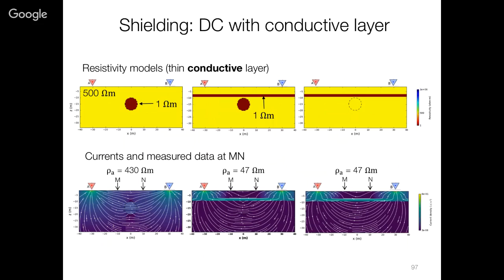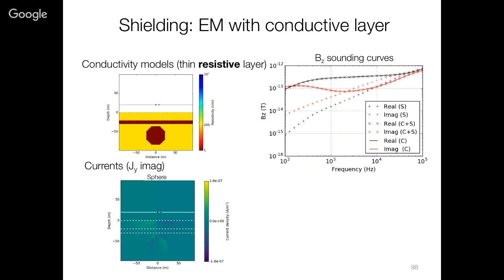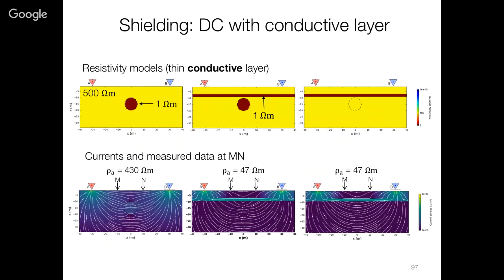However, if you try that now with the EM, what would you expect with the EM signature? Mark? Well, the charges will be, you see the currents in the conductive layer. So yeah, so you're going to end up with essentially the same thing as you're going to for the DC resistivity.